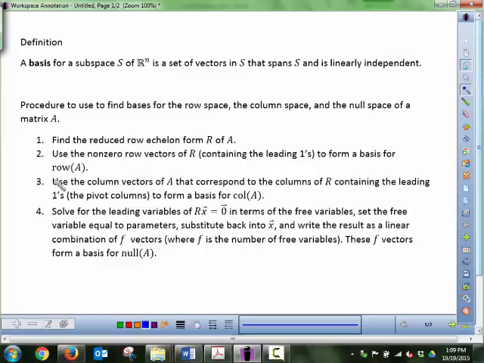To find the basis for the row space, you find the non-zero row vectors of the reduced matrix. For the column, you find the columns that correspond to the leading coefficient 1s, or leading 1s, for each of the columns, the pivot columns, and then you get it from the original matrix A.